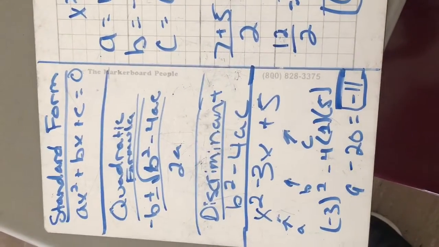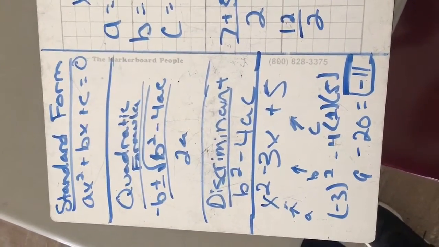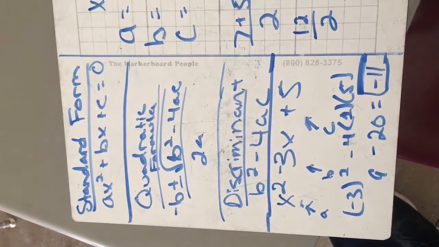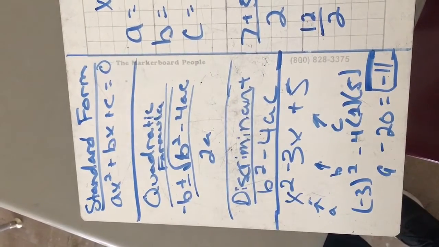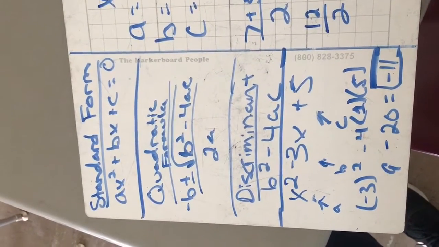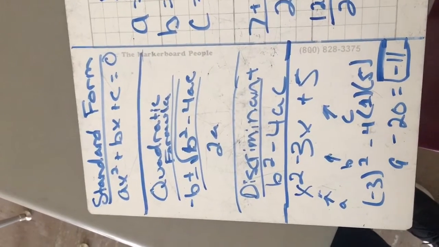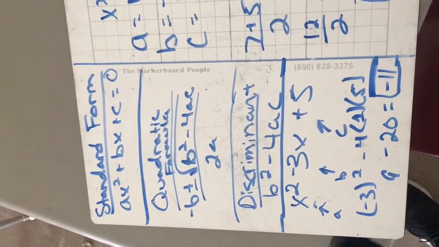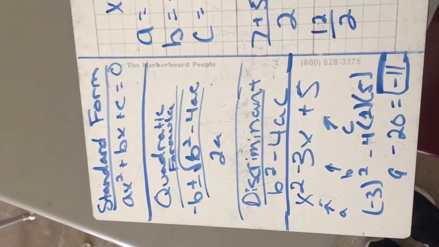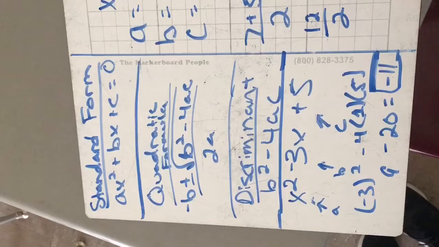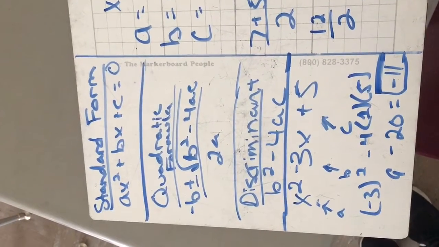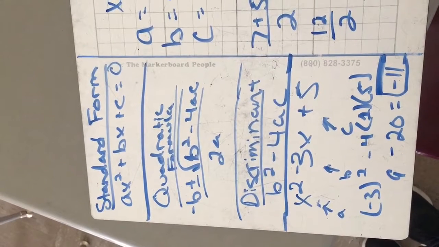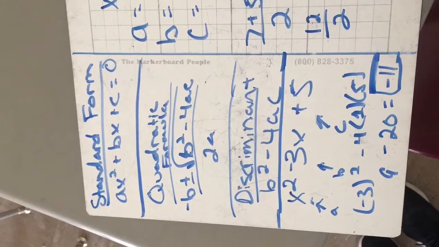When an equation in standard form, which is ax squared plus bx plus c equals 0, can't be factored, we use the quadratic formula. This formula is negative b plus or minus the square root of b squared minus 4ac all over 2a. The discriminant equation is b squared minus 4ac. An example of this would be x squared minus 3x plus 5. A is 1, b is negative 3, and c is 5.